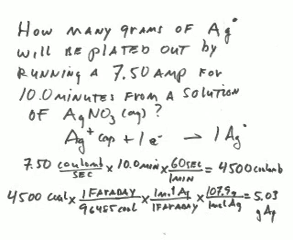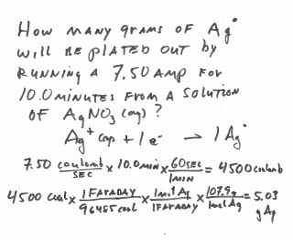So we're transferring electrons when we're running our current. Well, adding electrons to something is reduction. And so we can ask questions like, how many grams of silver metal can get plated out at the cathode of our cell if we are running a 7.5 amp current for 10 minutes?